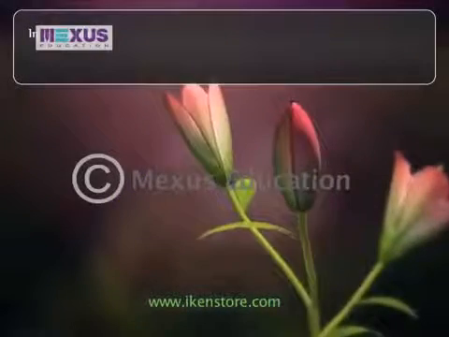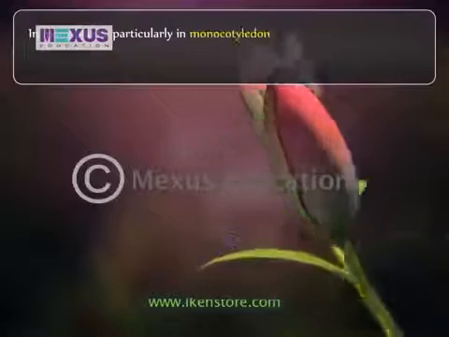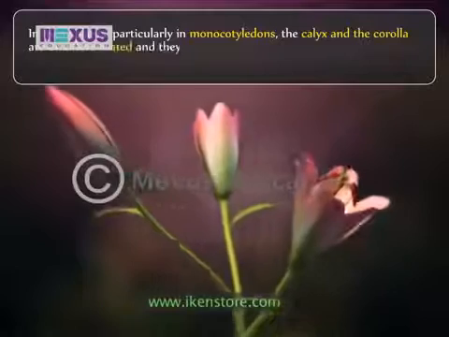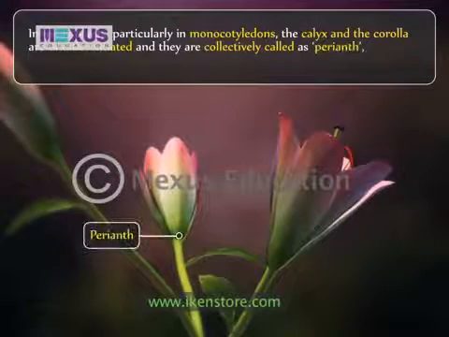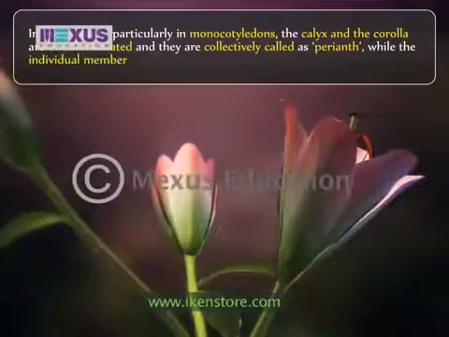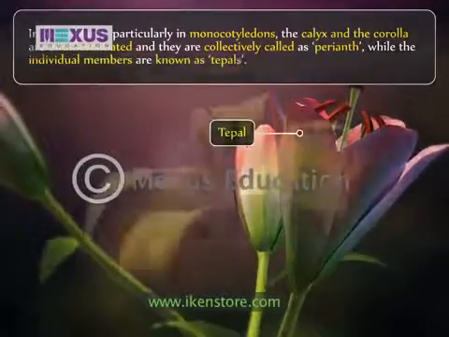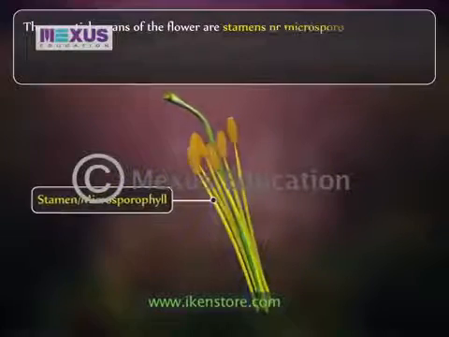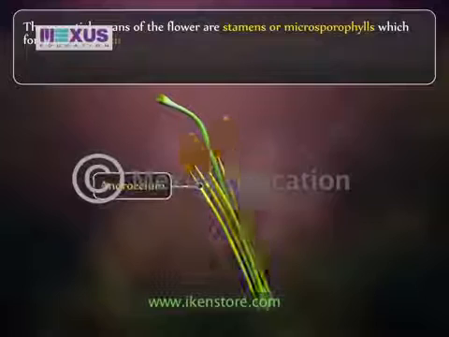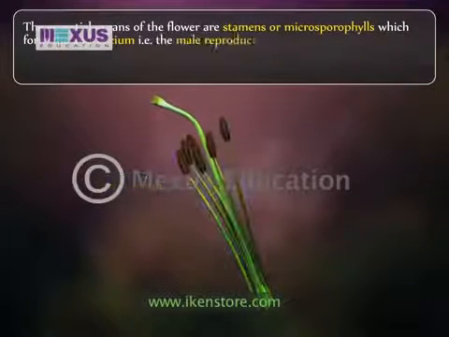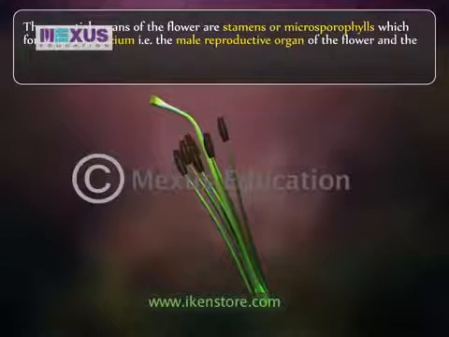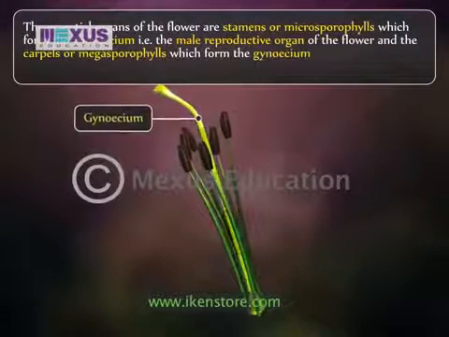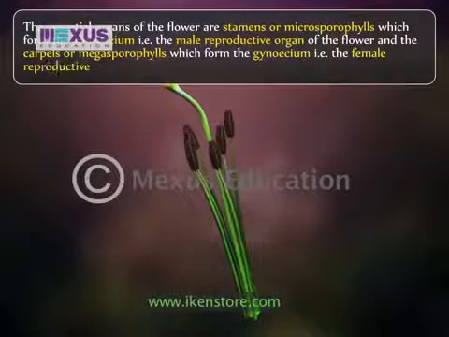In many plants, particularly in monocotyledons, the calyx and the corolla are undifferentiated and they are collectively called as perianth, while the individual members are known as tepals. The essential organs of the flower are stamens or microsporophylls, which form the androecium, that is, the male reproductive organ of the flower, and the carpels or megasporophylls, which form the gynoecium, that is, the female reproductive organ of the flower.